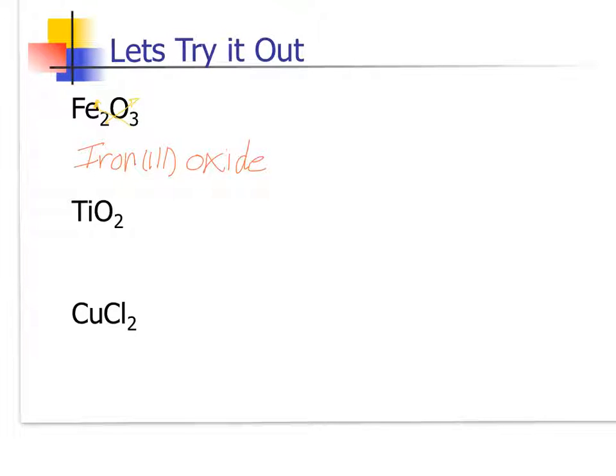Now the next one can be a little tricky, where I have TiO2. Well, if I do the reverse crisscross for this one, something is going to happen. I'm going to have the 1 that's not written there go up to the oxygen. The 2 goes to the titanium. And I know I need to write titanium in there. Titanium is a transition metal. I need to have it. But the 1 on the oxide doesn't make sense. That doesn't fit. It doesn't work for what we have or what we want.